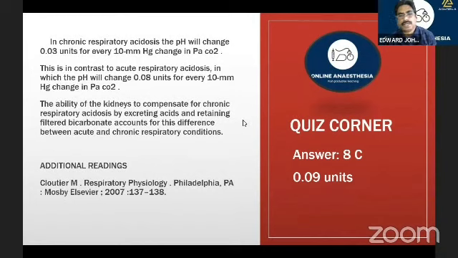So the answer is 0.09 units. For chronic respiratory acidosis, the pH will change 0.03 units for every 10 mm of change in PaCO2. For acute respiratory acidosis, the change is 0.08 units for every 10 mm of PaCO2. This is the clinching point. In chronic respiratory acidosis it is 0.03 because compensation comes into play. The ability of the kidneys to compensate by excreting acids and retaining filtered bicarbonate accounts for the difference between acute and chronic respiratory conditions.